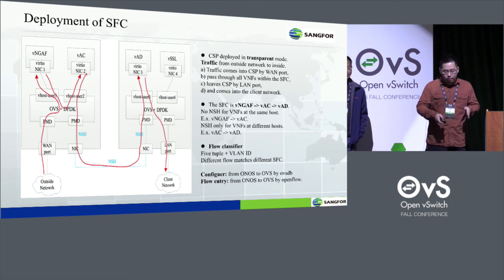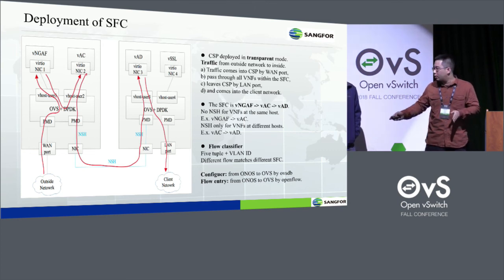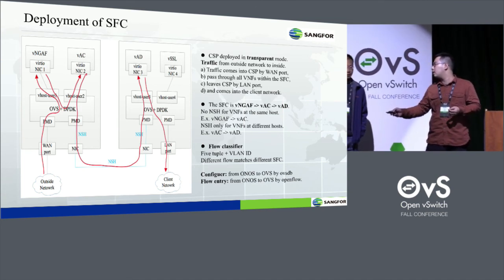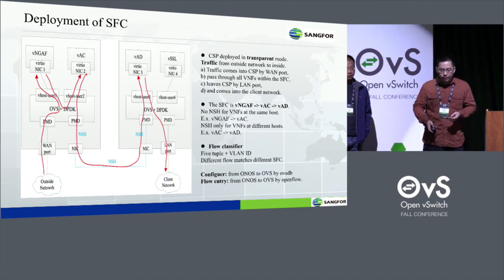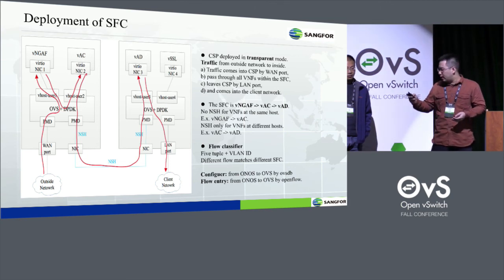The example here is traffic from the outside world to the client network. So the traffic comes into the CSP by this WAN port, and it passes through the VNFs. Here there are 3 VNFs in order, and it leaves the CSP at the LAN port, and then it comes to the client network. Okay, the SFC path here is VMGF, VAC, and VAD.